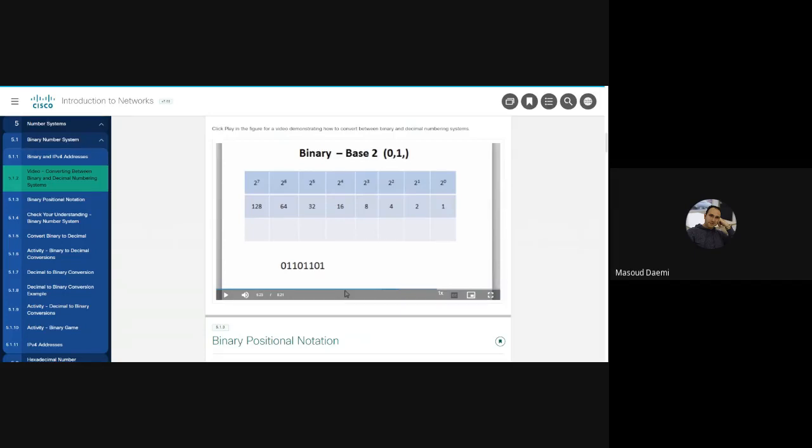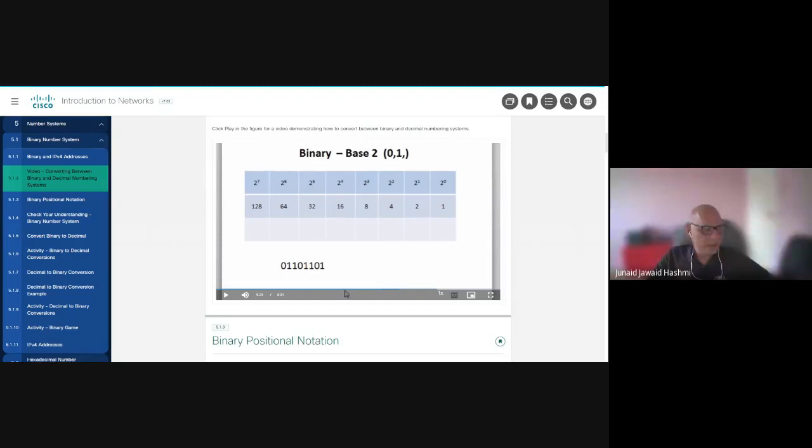64, 32. Okay, hold on. Yeah, 109. Okay, perfect. So simply what you do, you just add all the ones. That's all. So you have 0, 1, 1, 0, 1, 1. So this is how you calculate. Then do the opposite way and convert, well, you convert binary to decimal or decimal to binary.